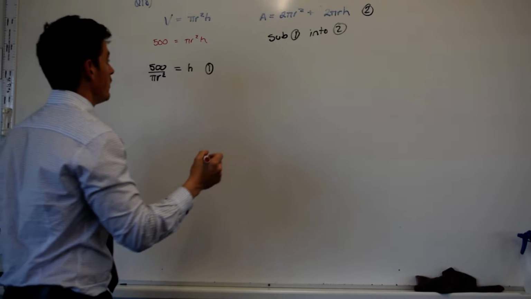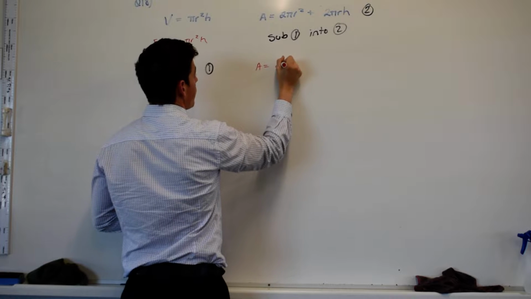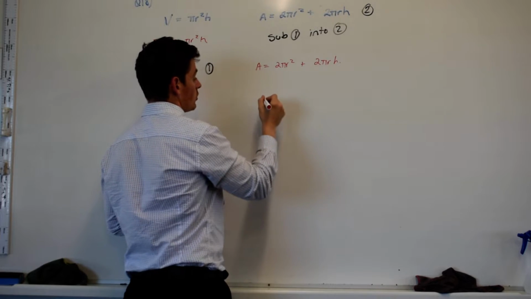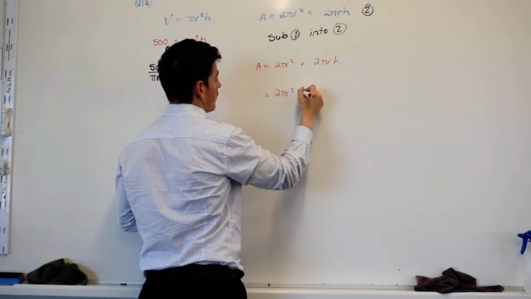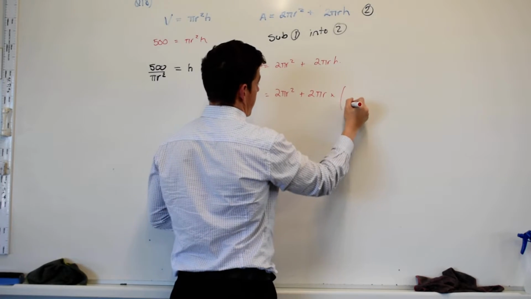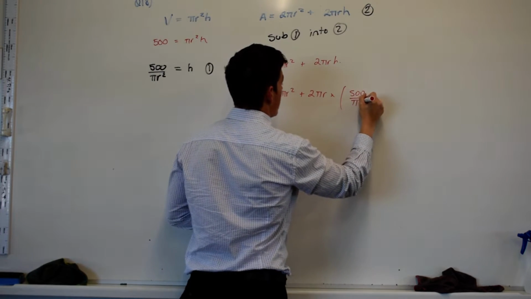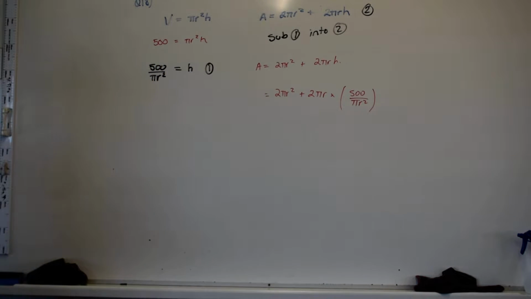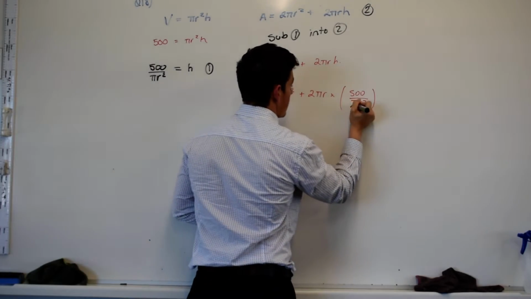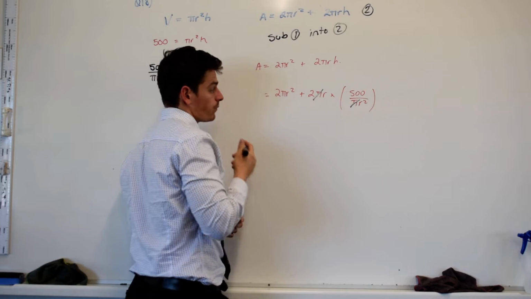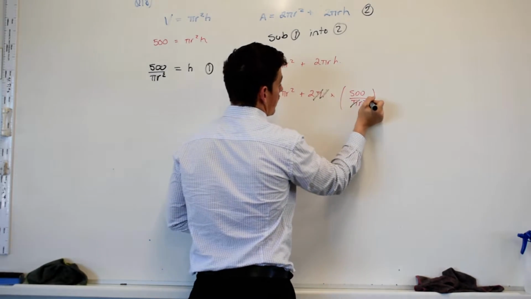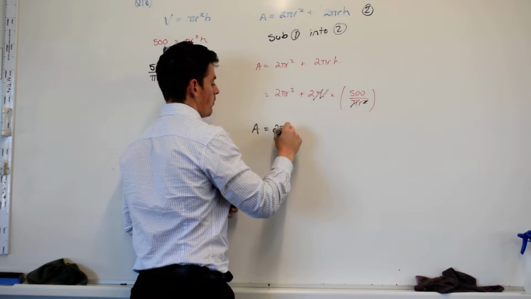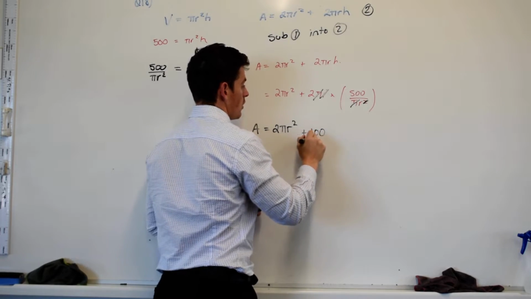And I should have A equals 2 pi r squared plus 2 pi r h, where h now equals 500 over pi r squared. Can I do anything with that? You can get the pi's done. I can get rid of these pi's, can't I? Anything else? I can get rid of this r and that power. So if I rewrite this equation for area, I should have 2 pi r squared plus 1000 over r.